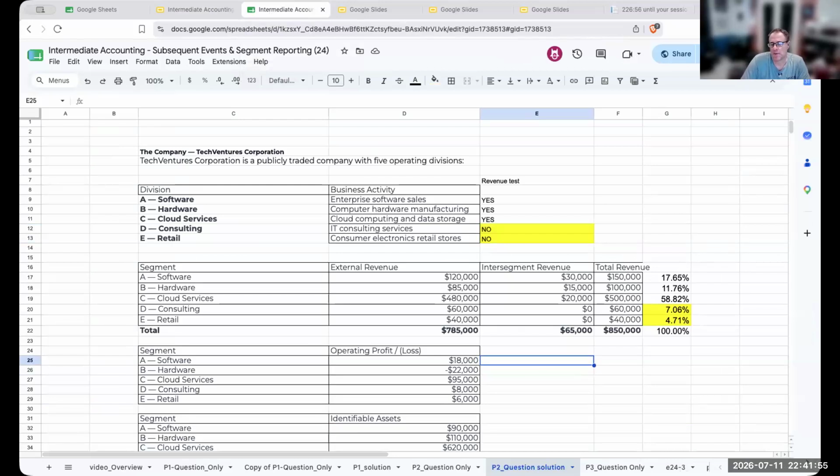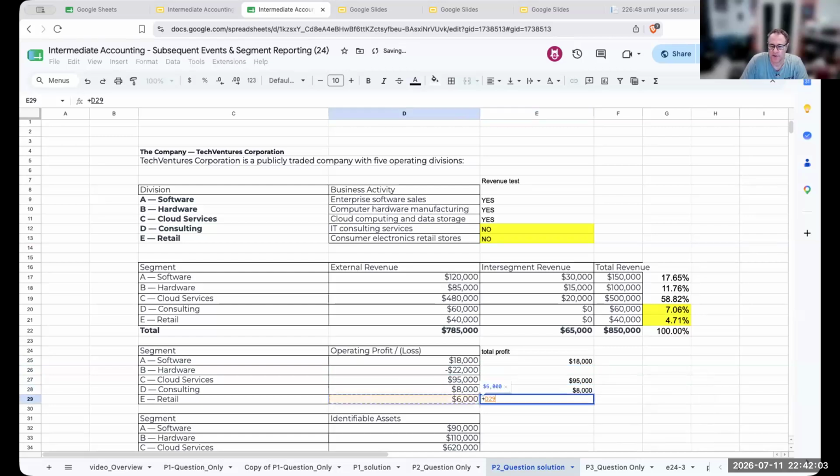So for purposes of determining the total profit, we're going to include 18. We're not going to include the loss on the hardware division, so our total profit right here is going to be 127,000. However, for purposes of determining the profit for the 10% test, we'll call this profit slash loss.